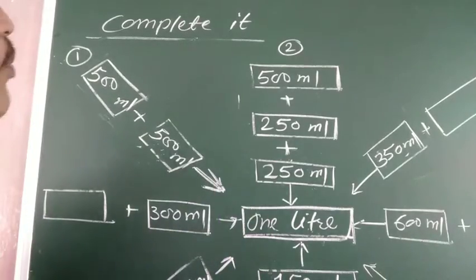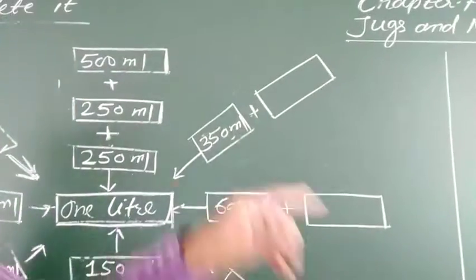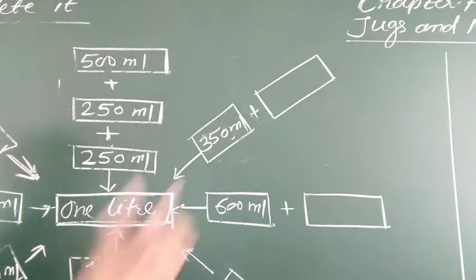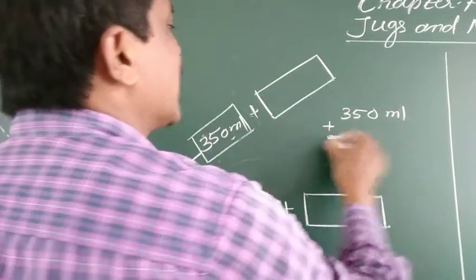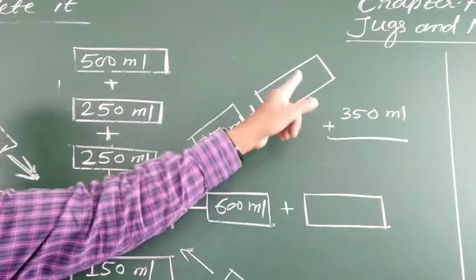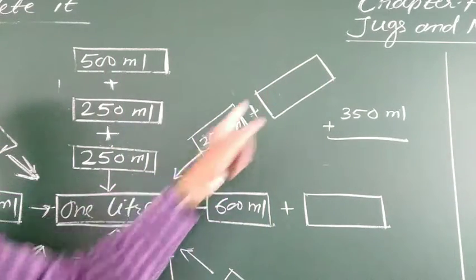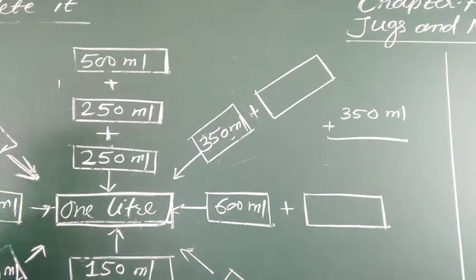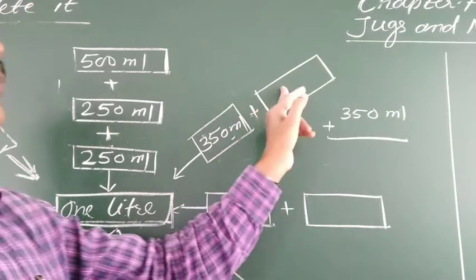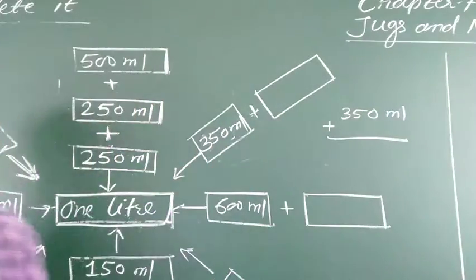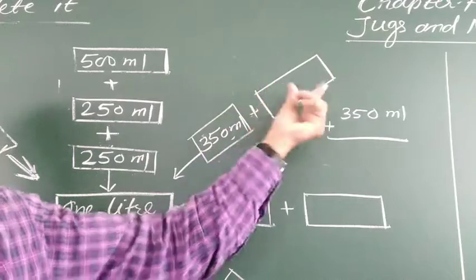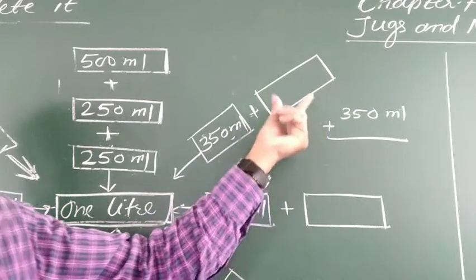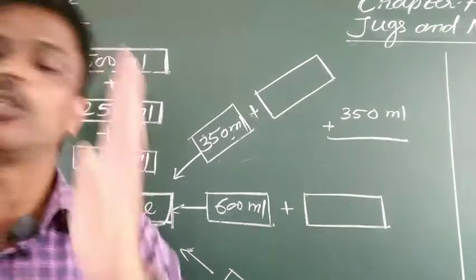Now part number 3. See, this is part 3. In this part there are only 2 boxes, and in one box it is given 350 ml. Now plus we have to write here some measurement, and the addition of these 2 measurements should be equal to 1 liter. So how many milliliter do we have to add in 350 ml to make it equal 1 liter? तो बच्चों हमें ये जो 350 ml दिया है, इस 350 ml में हमें कितना मिलीलीटर ऐड करना पड़ेगा, देन इट विल बी इक्वल टू 1 लीटर मींस 1000 मिलीलीटर.